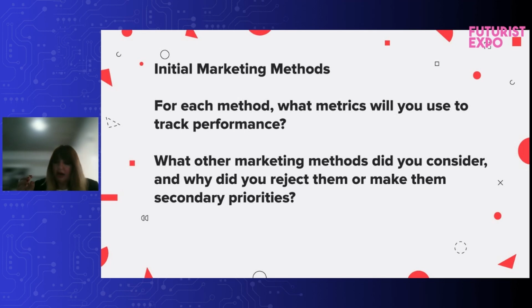So if one method didn't succeed, you have another method to try. The other thing is to be clear about why you reject another method. Is that method a secondary priority? For instance, I don't know anything about TikTok, but you reject it because you don't know it, or because you think it's not a good channel for your community.